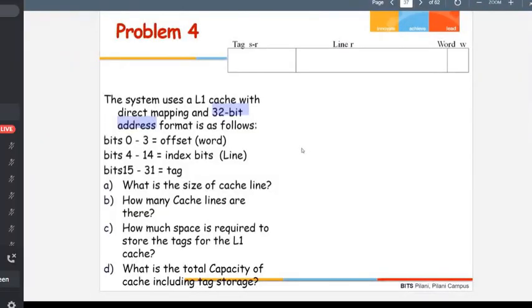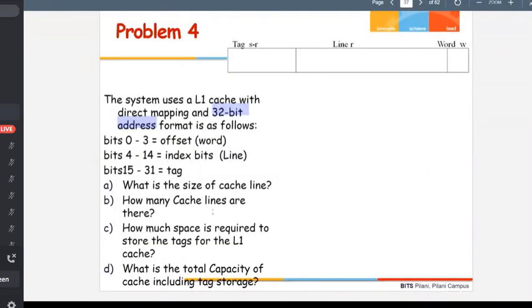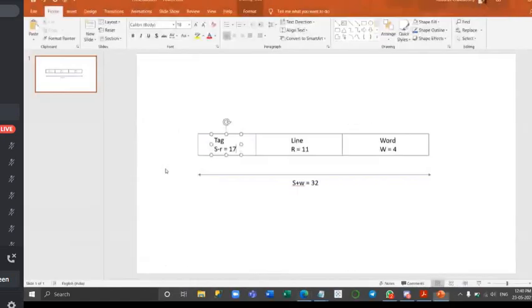Line goes from 4 to 14, which is 11 bits. So 11 plus 4 is 15, and the remaining 17 will go to the tag. As you can see from the last part, 15 to 31 is the tag. So the last 17 bits will go to the tag. 17, 11, and 4 is the split-up for the entire 32-bit address.